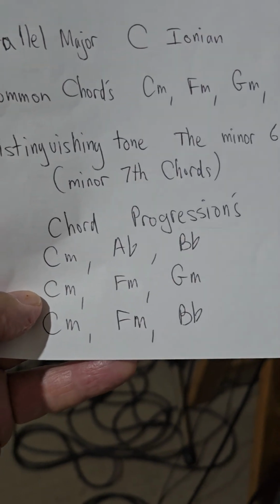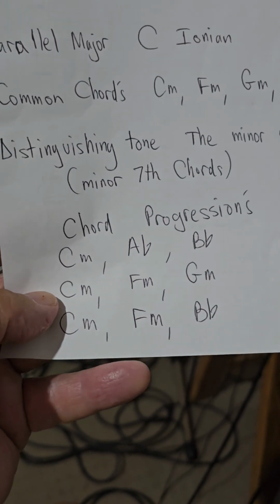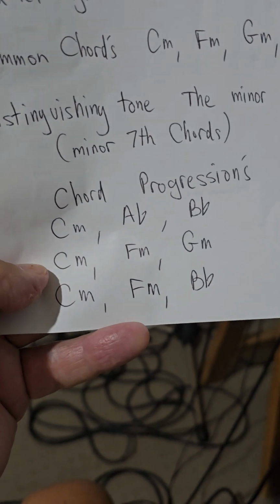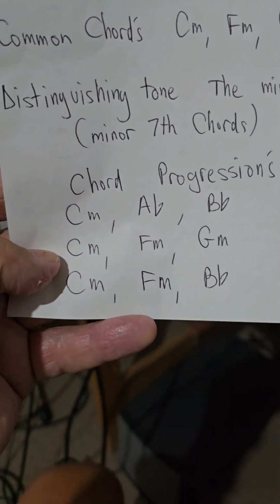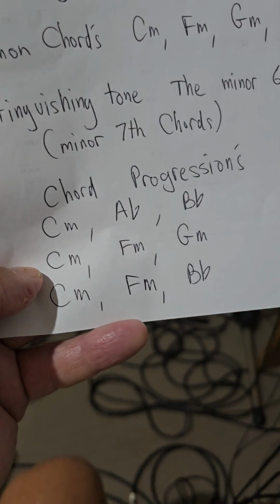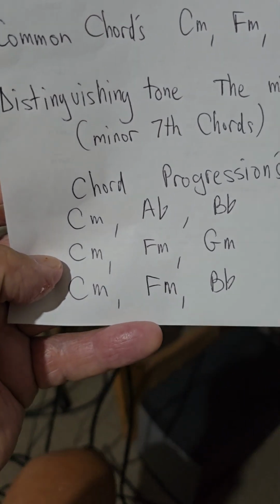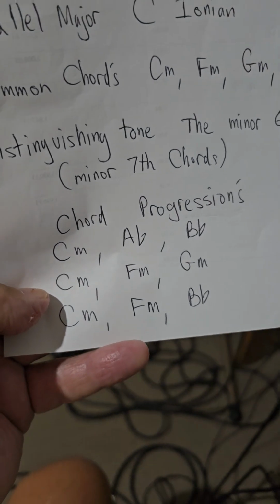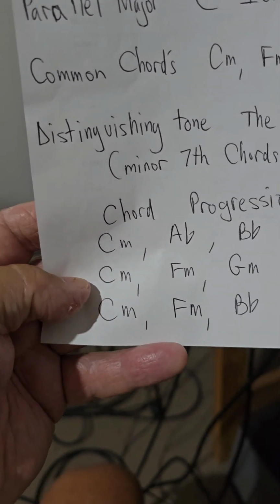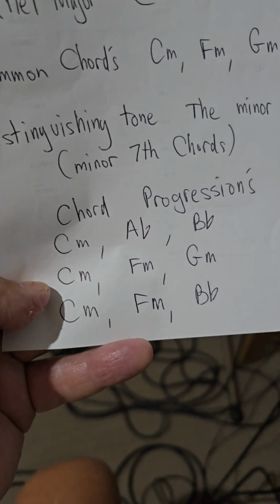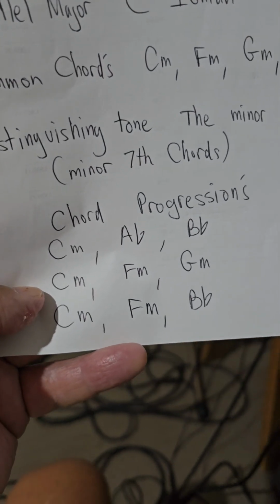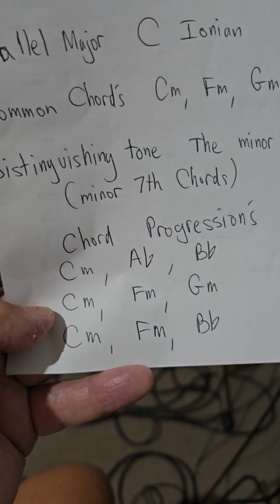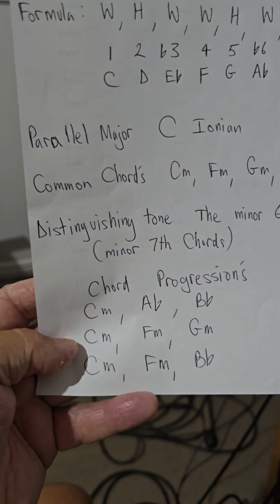C minor, A flat, B flat, or the most common one is C minor, F minor, G minor. I'd use that one to get a feel of it. That's like a blues pattern. That would be 1, 4, 5. So C to F, C, D, E, F, that's 4. C to G, 5. So 1, 4, 5. C minor, F minor, G minor.